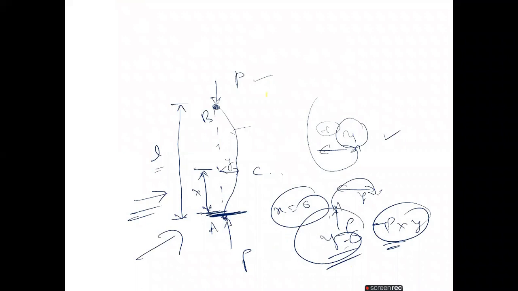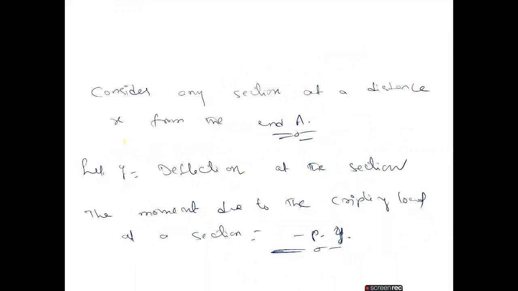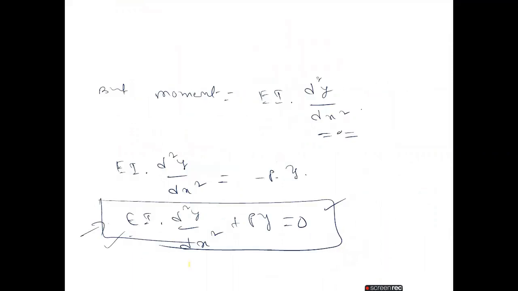So this is the crippling load acting on that one, it should buckle. And this is the total length of the column. And next we are considering the moment. We get minus P into y. So actually we know the moment is EI into d square y by dx square. If you equate this, we will get one equation.